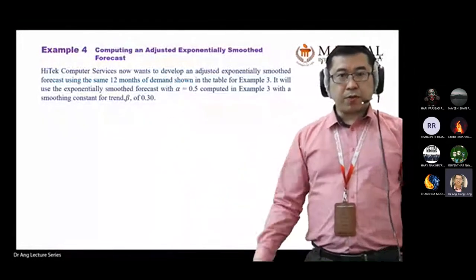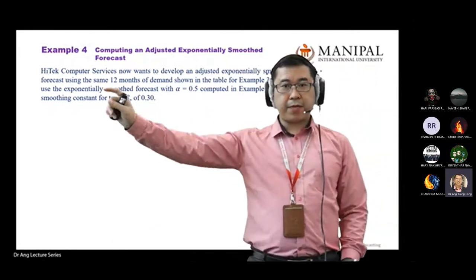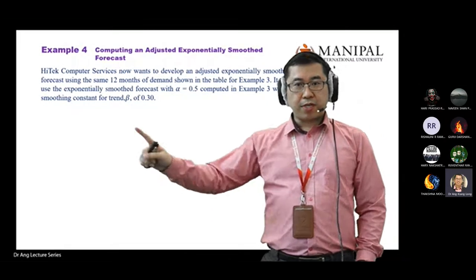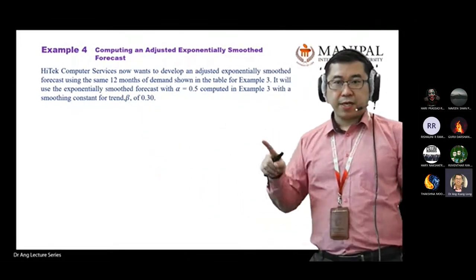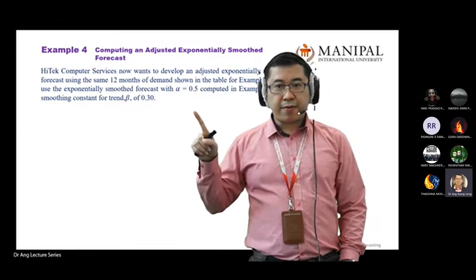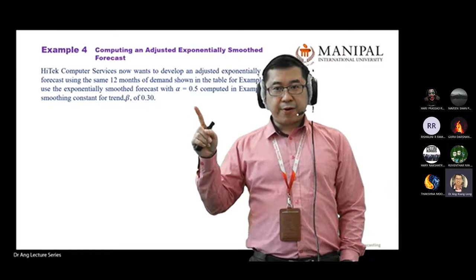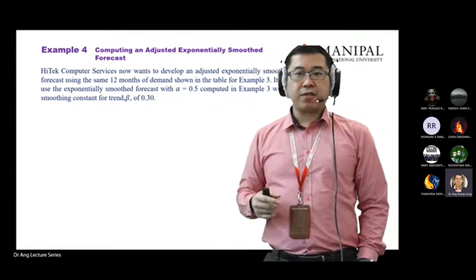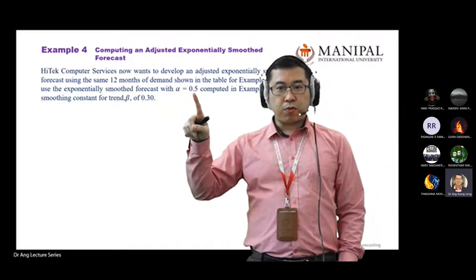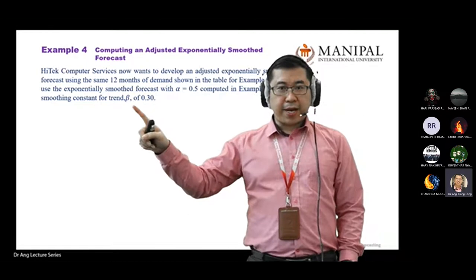Before we look at example number 4, it will be the same as your tutorial handouts. The question is still the same: a company doing computer services, but now the owner wants you to use the adjusted exponential smoothing forecast using the same 12 months of demand that you saw earlier. You use alpha 0.5, because just now before we started the class, we revisited the graph that we plotted, and alpha equal to 0.5 gets nearer to the real data. So that's why we focus on alpha equal to 0.5 rather than alpha equal to 0.3.